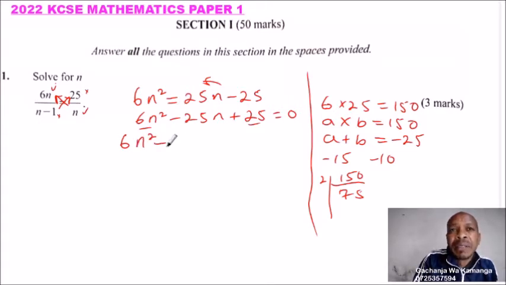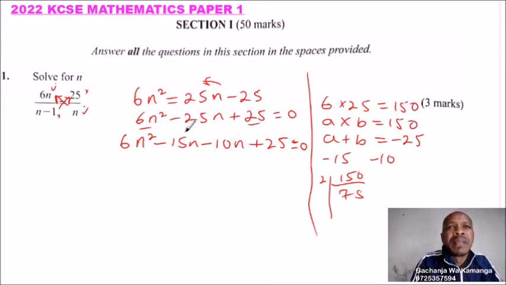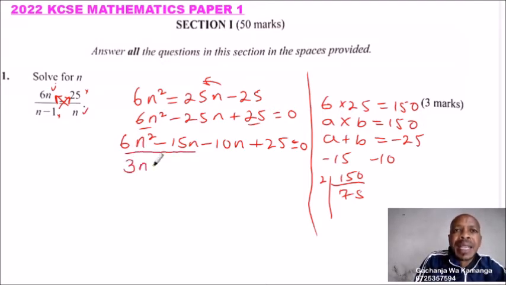Instead of minus 25n, we write minus 15n minus 10n plus 25 is equal to 0. You note that we have not changed the equation because minus 15n minus 10n is the same as minus 25n. So we factor out what is common here, 3n. When you factor out 3n here, you'll be left with 2n. When you multiply 3n by 2n, you get 6n squared. Minus, when you factor 3n here, you'll be left with 5. Here we factor out minus 5, so that we'll be left with a minus inside.